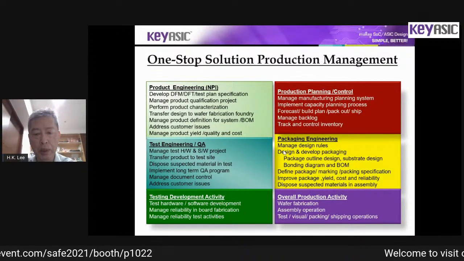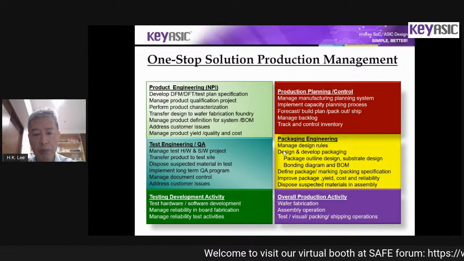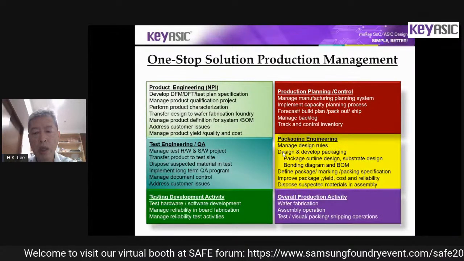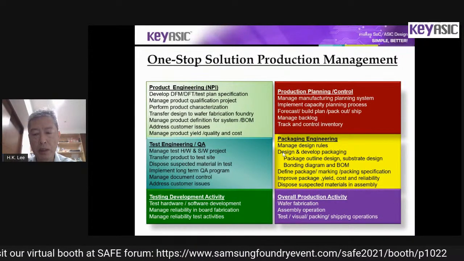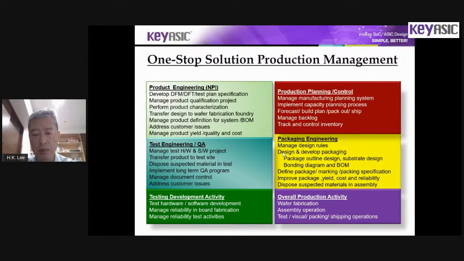Finally, the overall production activity, including wafer fabrication, assembly operation, testing, visual, packing, and shipping operations, can all be done by KSIC to leverage our internal very strong experienced teams. So customers can leverage this KSIC ability to save their manpower and loading to make all these things happen in time, on time, and under the required cost.